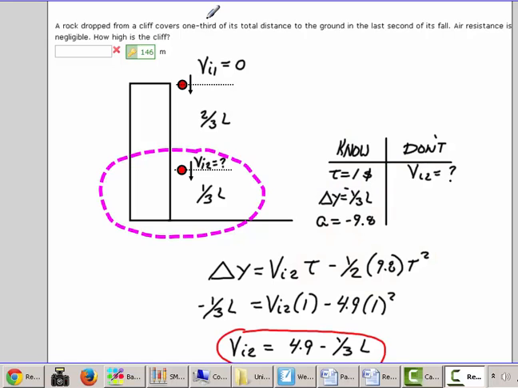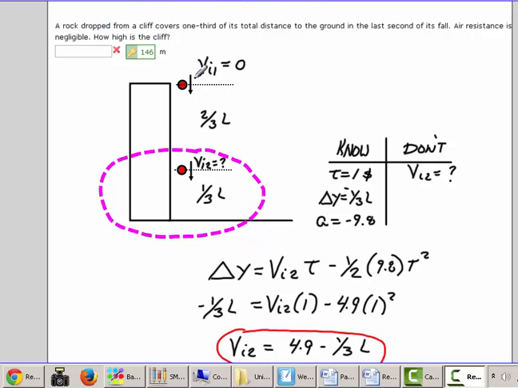This is Dr. Holt. This video is on the WebAssign problem having to do with a rock that is dropped from a cliff, where it covers 1/3 of its total distance to the ground in the last second of its fall. Air resistance is negligible. How high is the cliff?